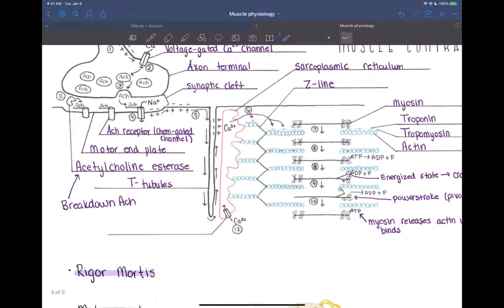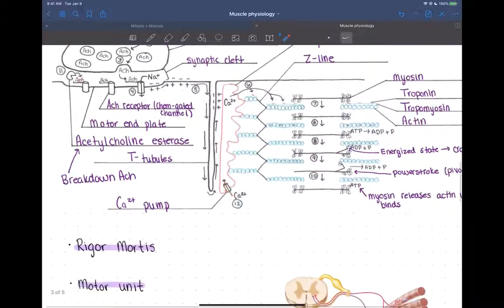And then at the same time, you'll have this calcium pump here. It'll be active and moving calcium from this space out here back into the sarcoplasmic reticulum. That will cause the troponin to release the tropomyosin so it can cover the binding sites again. So it moves calcium back into that sarcoplasmic reticulum, the SR.